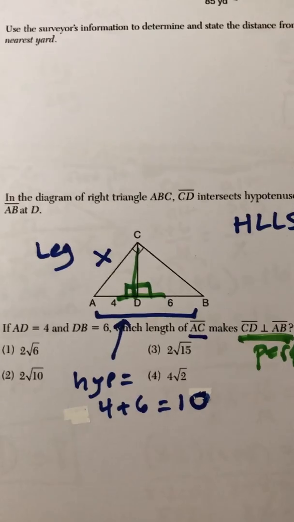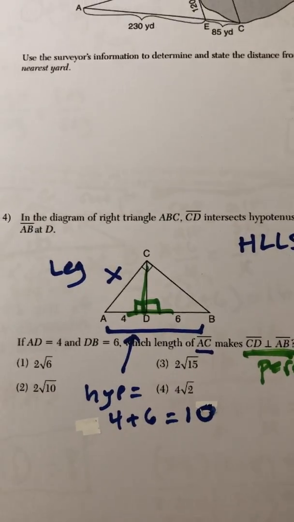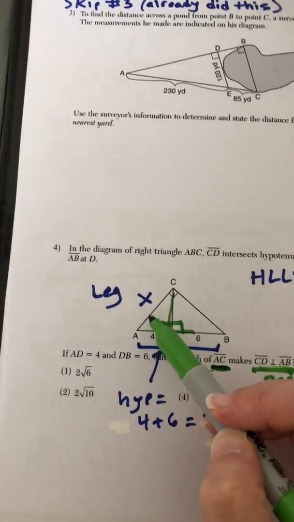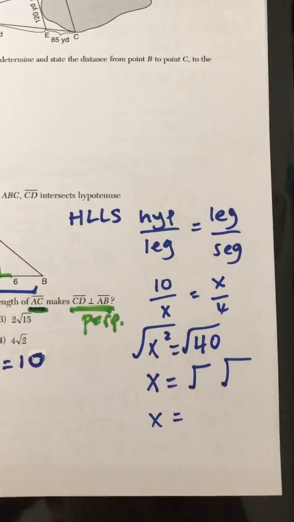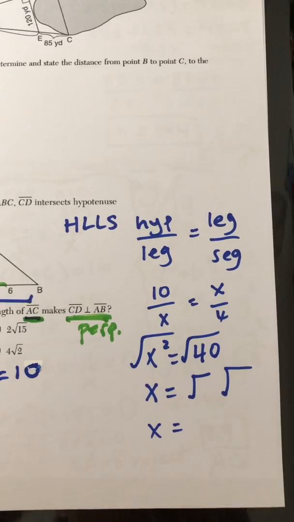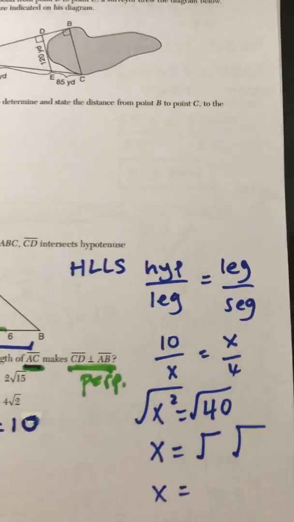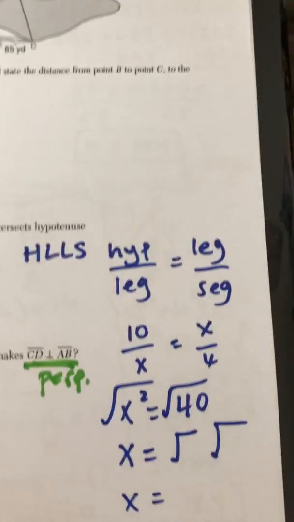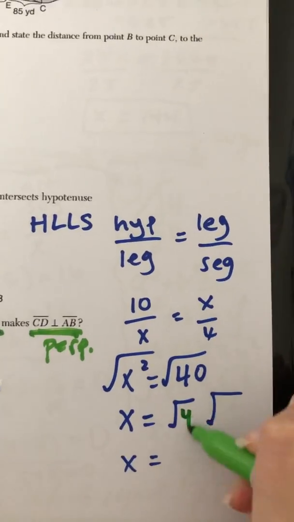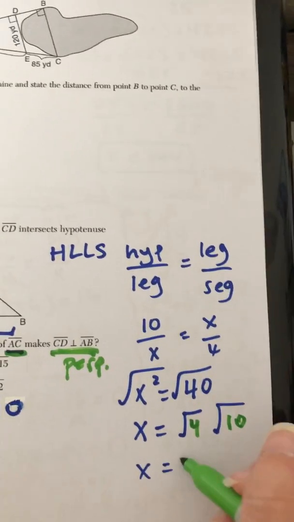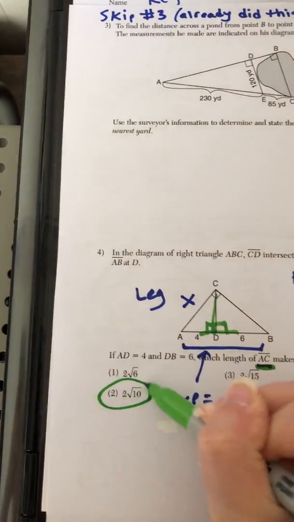Oh, well, that diagram looks like our HHLS and SAAS questions. So we take a look at this. The unknown AC is there. It's a leg. So this is a HHLS question. Hypotenuse over leg equals leg over seg. There's the work for you. But we need to do it in simplest radical form. Well, what perfect square goes into 40? Well, that's 4. And the non-perfect square is 10 because 4 times 10 is 40. Simplify that, you get 2 radical 10. That's your answer, number 2.